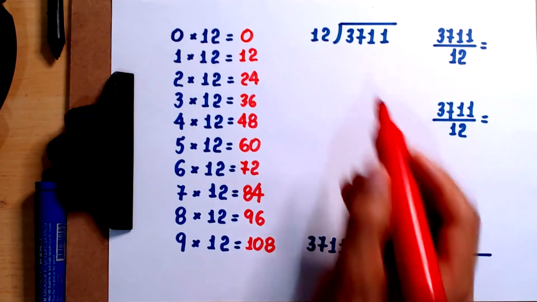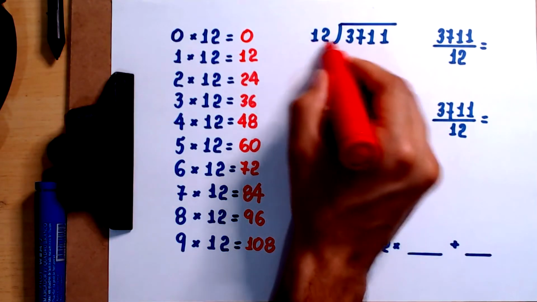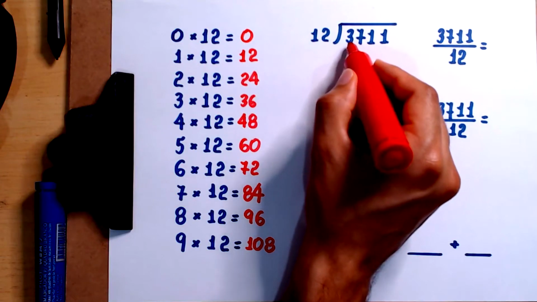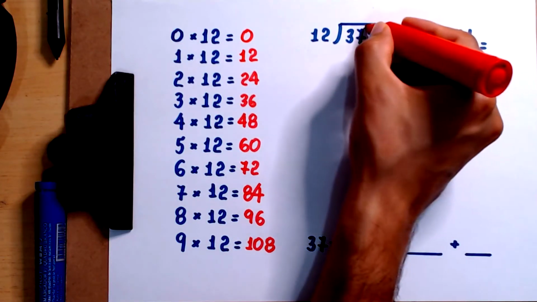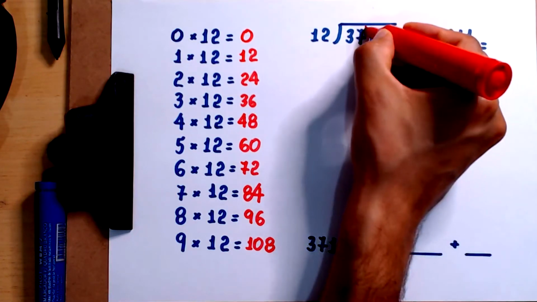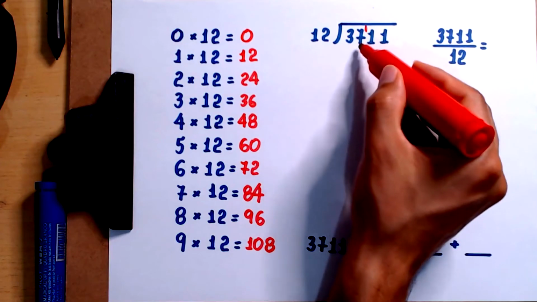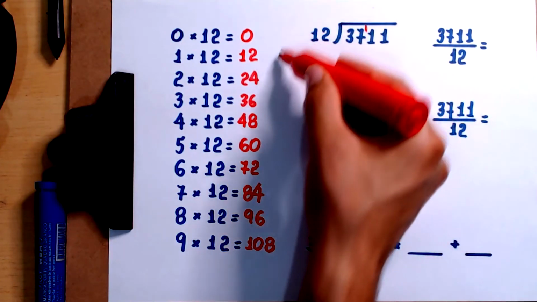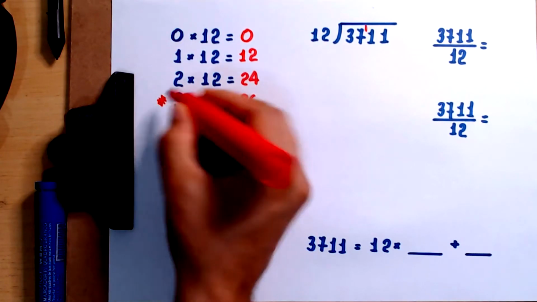Let's get started. We start by looking at this first digit here. Since 3 is less than 12, we do not start yet. We group it with the next digit and now we have 37. With 37 we can start. And we start by asking a question. How many times does 12 go into 37 without going over? Taking a look at the multiplication table, you will soon realize that the number is 3.